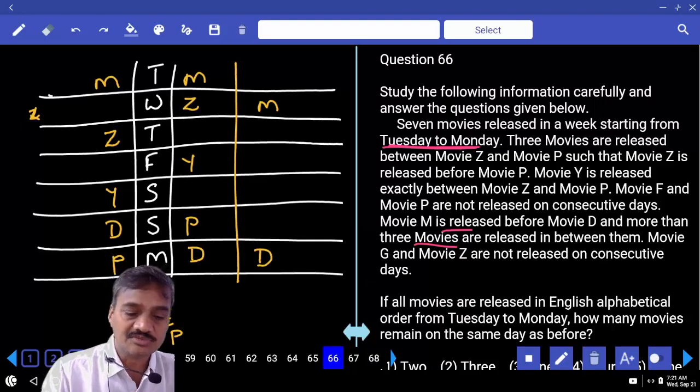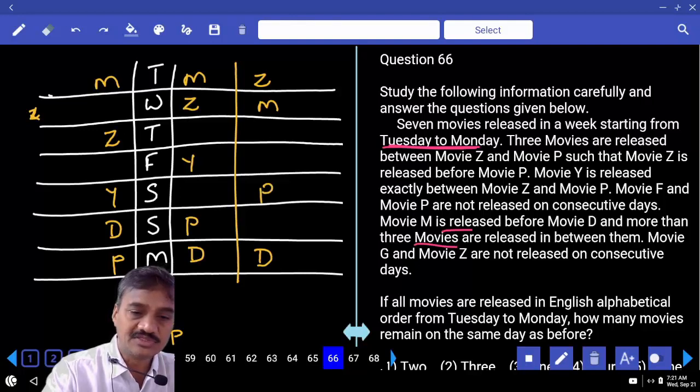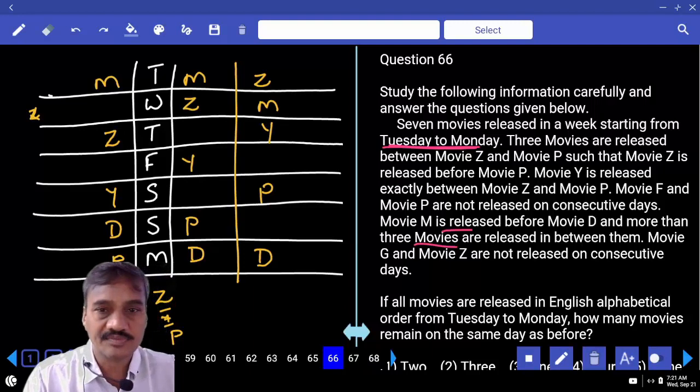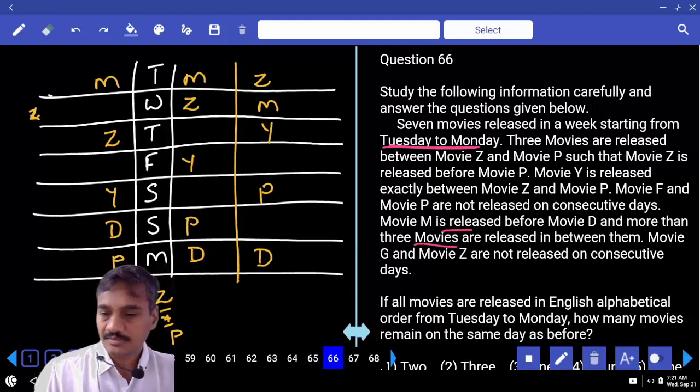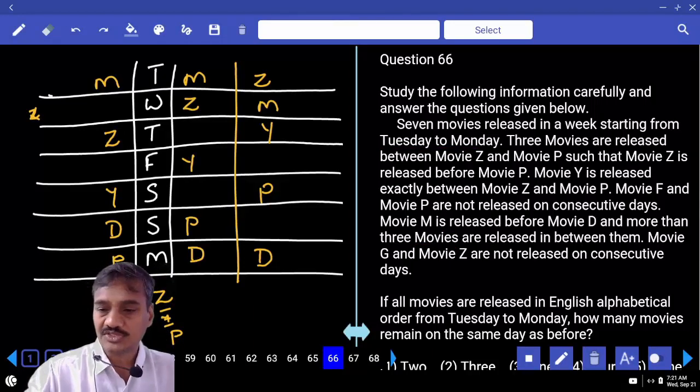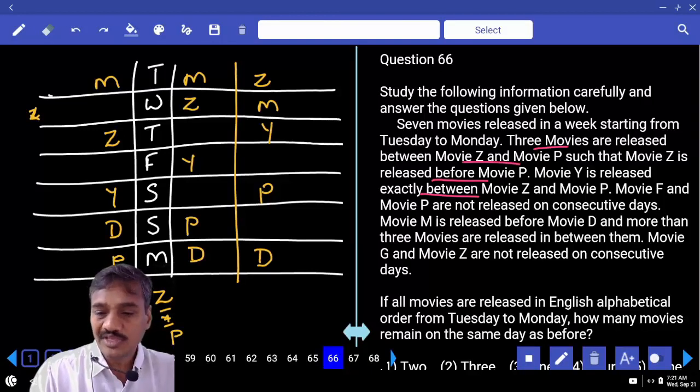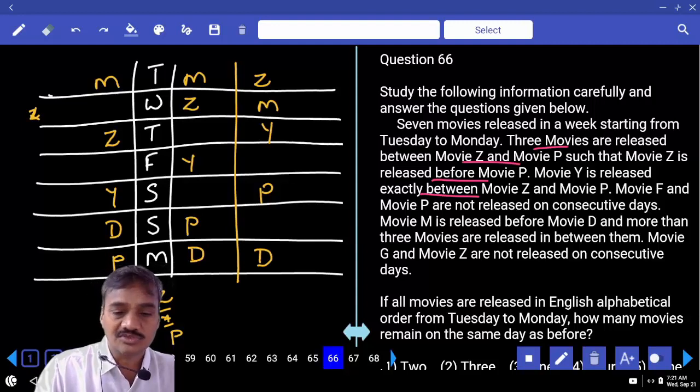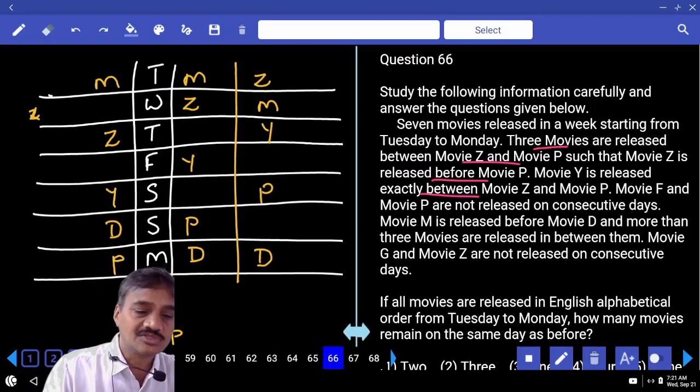Now in this case, between Z and P, where is Z? Z is at this place. And so 1, 2, 3 and P will be at this place. And if P is here, Z will be here, Y is here. Then, 3 movies between Z and P such that Z is released before P, Y is released exactly between Z and P. And movie F and P are not released on consecutive days.